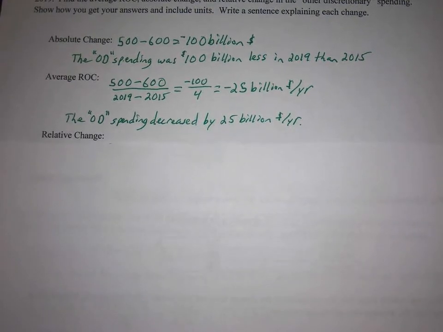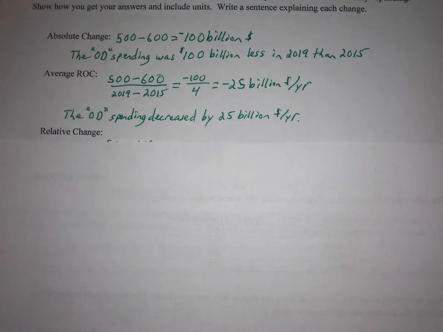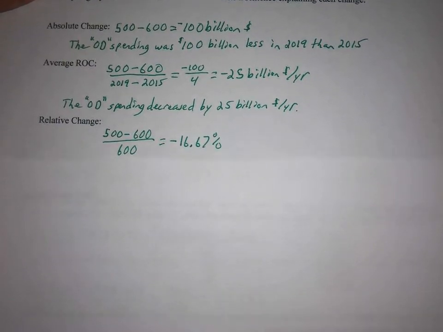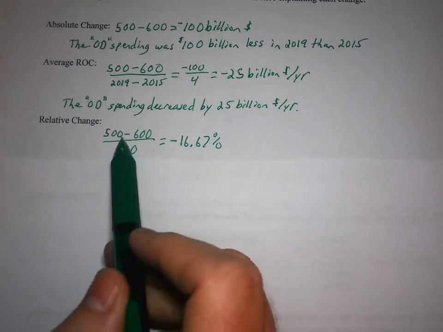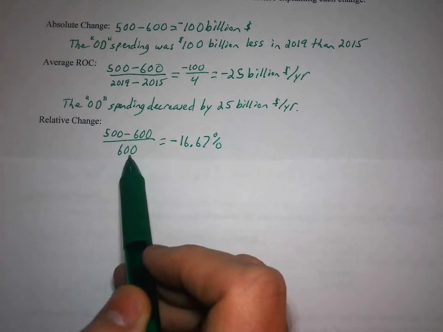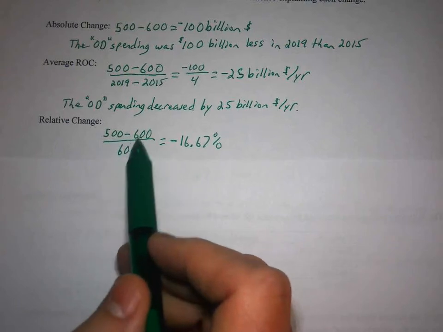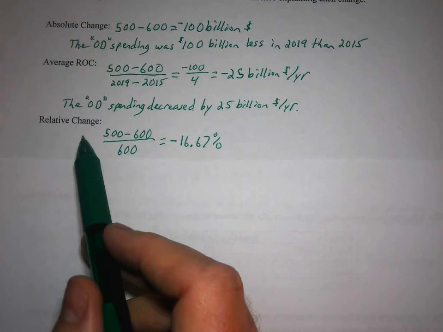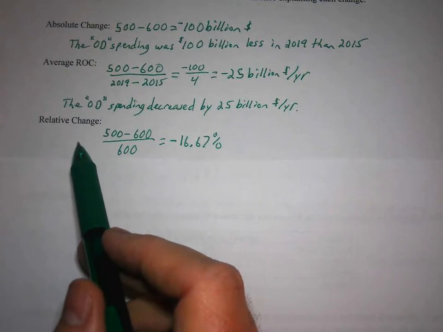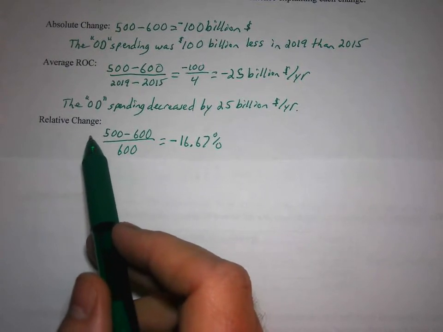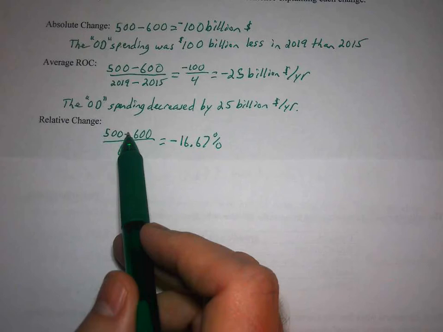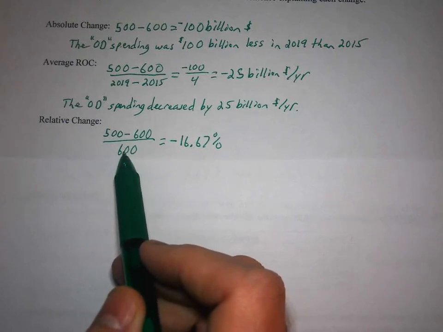Okay, and then the relative change. This is probably the trickiest one to figure out. But again, you take the new minus old divided by old. So 500 minus 600 divided by 600. So new minus old divided by old. A lot of people will look at relative change and in their head always want to do the larger minus the smaller value. You can't think that way here. What you want to think about is new minus old divided by the old.